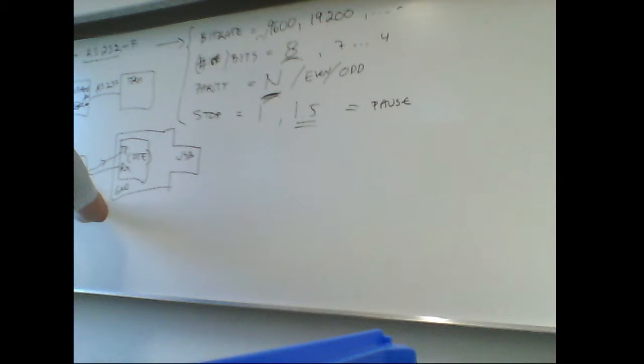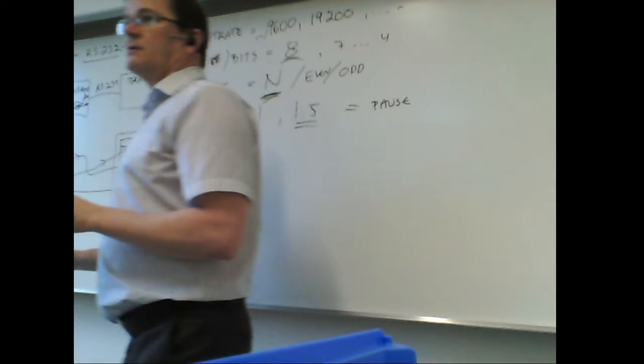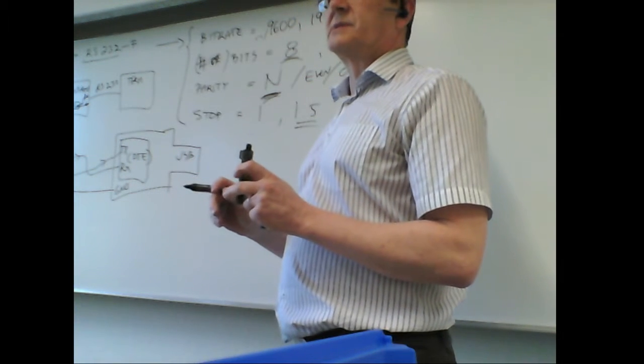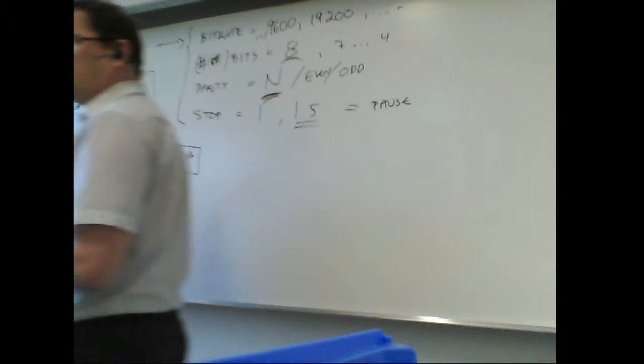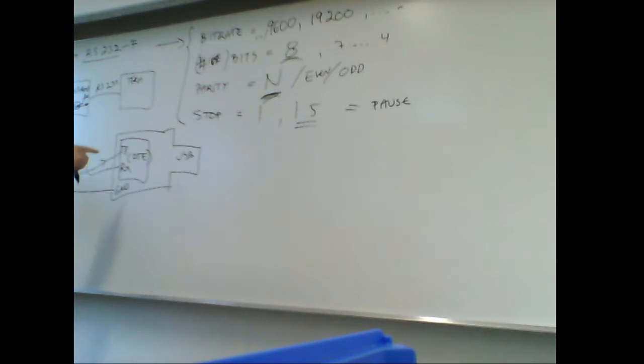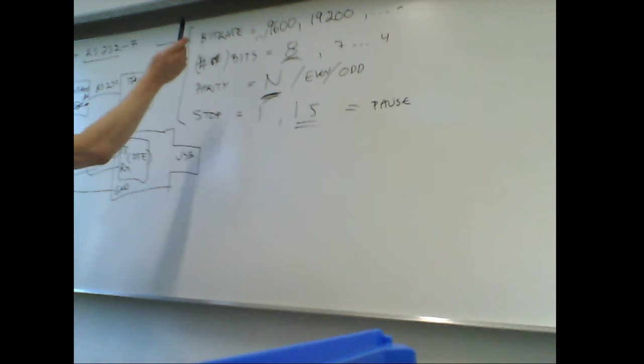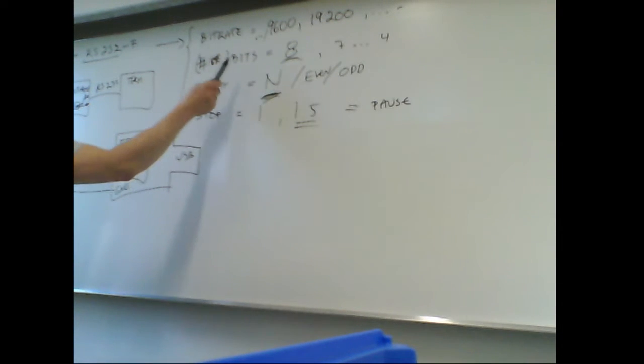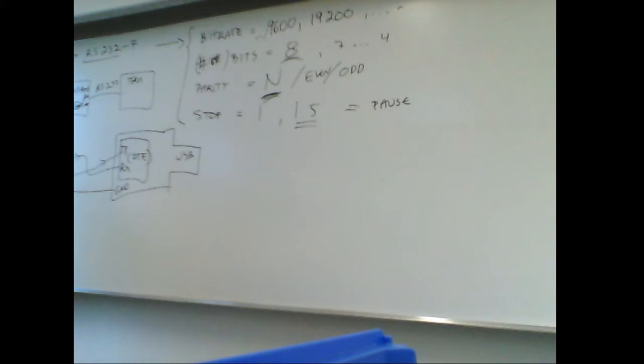GND. And then you have a data transmission lines ready. You just need to fix the communication parameters, bit rate, bits, parity, so that they match. Okay.